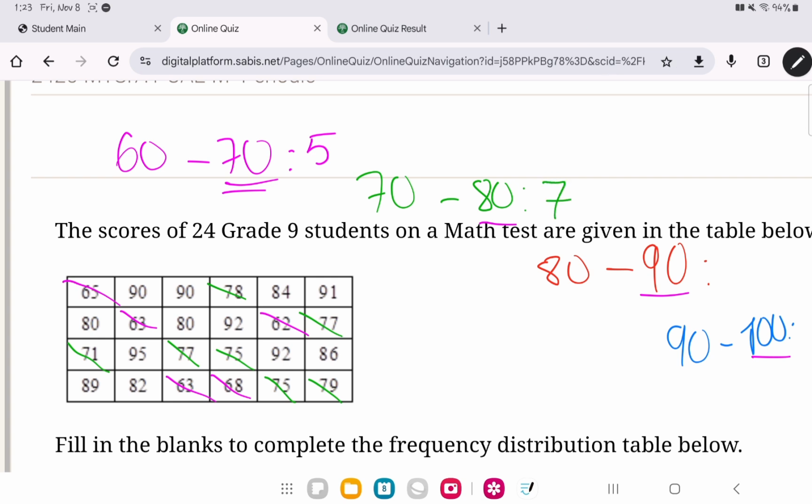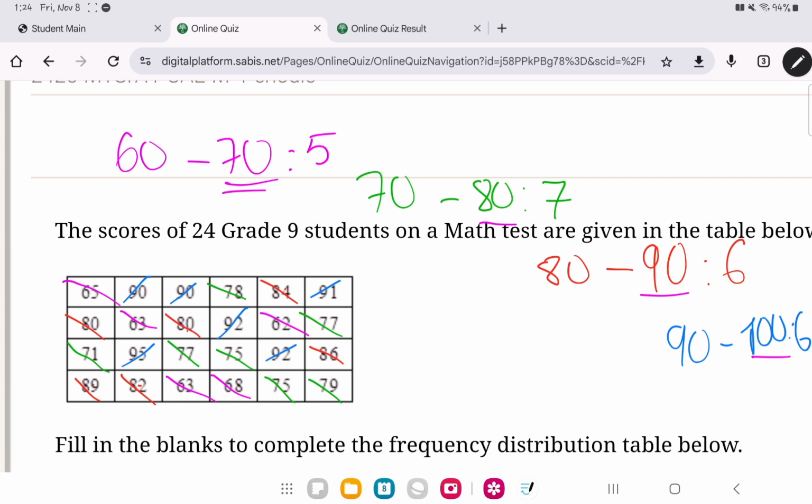Okay, then we're going to take the 80 to 90. So we don't take 90, we don't take 90, we take 84, we don't take 91, we take 80, we take 80, we don't take 92, we don't take 95, we don't take 92, but we take 86, and then we take 89 and 82. So in total they are 1, 2, 3, 4, 5, 6. And now finally, we are going to take the 90 to 100. So they are 1, 2, 3, 4, 5, and 6 as well.